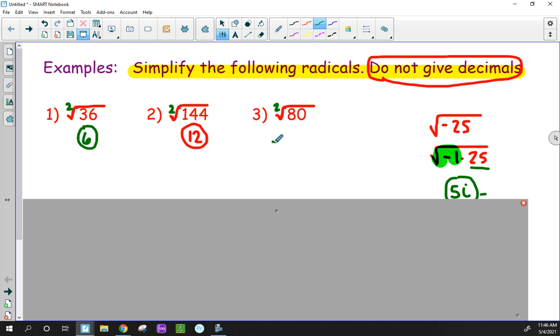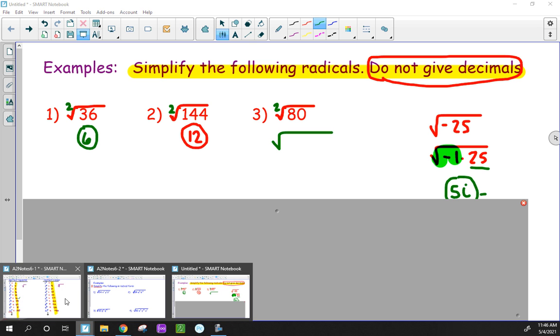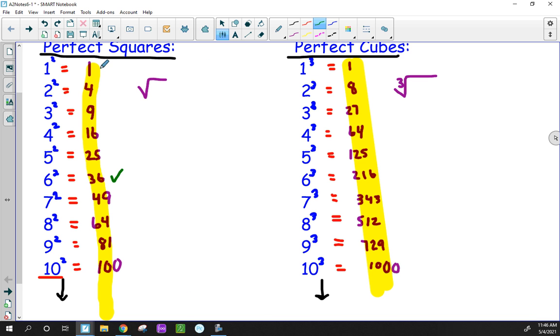So what you're learning right now is how to write 80 a different way, as factors. You go back to your perfect squares list. You start at the top. 1 goes into everything, so actually I'll start at 4. Since 80 is the number I'm trying to find an answer for, is 80 divided by 4 going to give me a nice whole number? When I divide 80 by 4, the answer is 20. So I'm going to put little check marks beside every perfect square that evenly divides into 80. So this one's going to work.